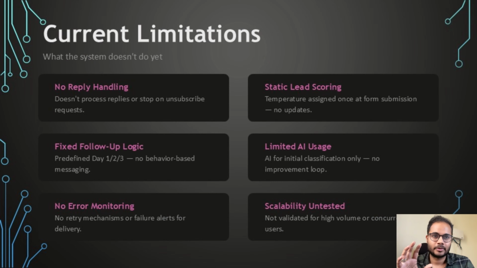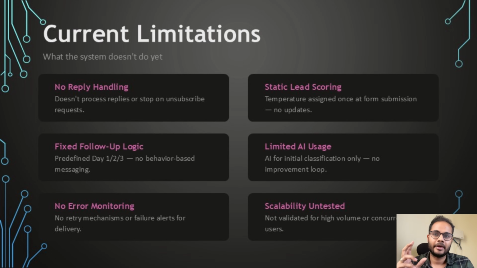Okay, now let's talk about the current limitations. So there is no reply handling. If they are replying to that message, we are not handling those replies. There is static lead scoring, so currently we are calculating that score for leads only once. Based upon that, we are finding out the lead temperature. So once they fill the Google form, based upon the Google form response, the AI agent will decide the lead score. Then fixed follow-up logic: we are not doing behavior based messaging, we are using fixed follow-up logic.